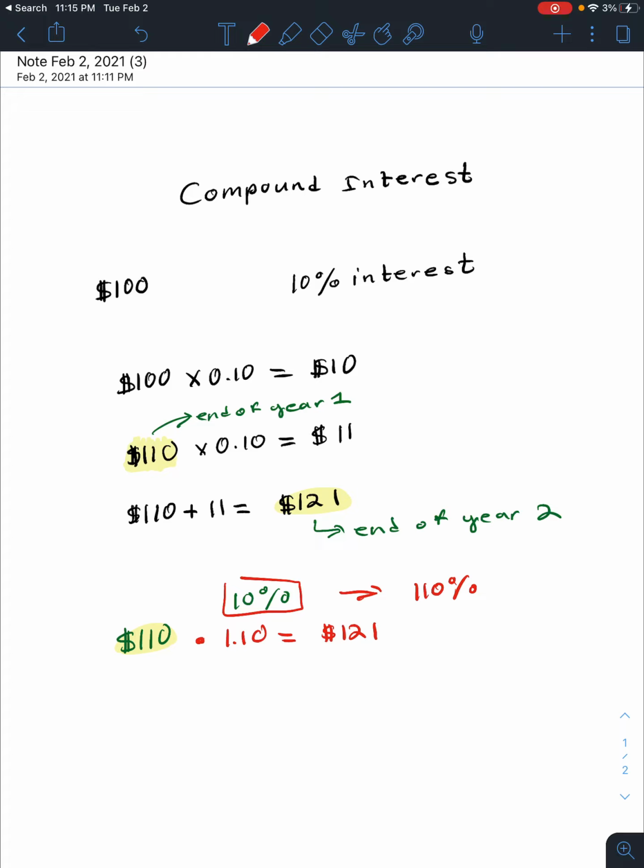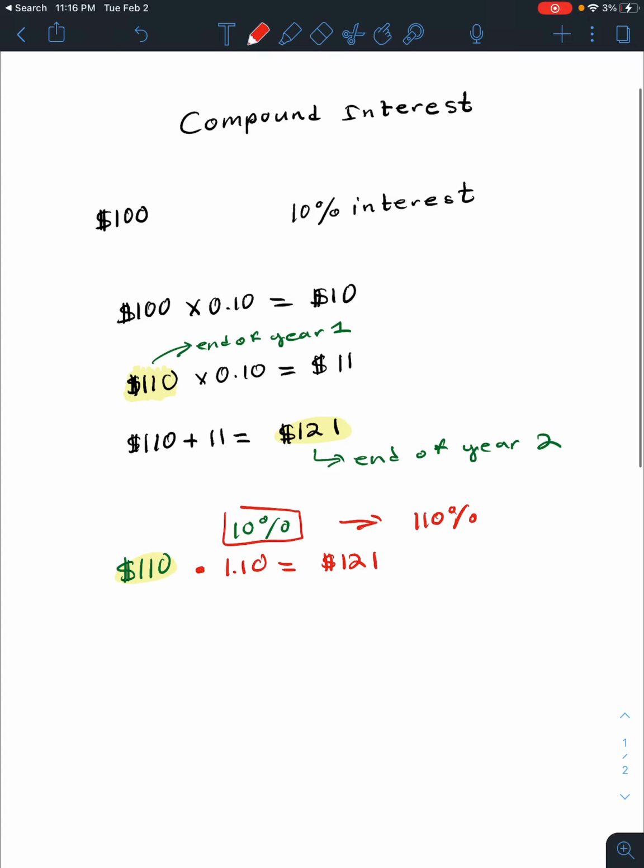So this idea of if something increases by 20%, that's 120%. If something decreases 20%, that's 80%. So instead of actually finding the percent, like 20%, and taking that off a number, you can just take 80% of the actual number and get your answer right away.